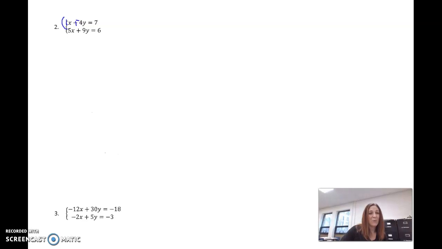Well, if I can make that 1x a negative 5, then I'll have an opposite. So negative 5 times 1x is a negative 5x plus negative 5 times negative 4y is 20y equals, whatever we do to one side, we got to do the other, right? Negative 5 times 7 is negative 35. And then I can just bring my second equation over.